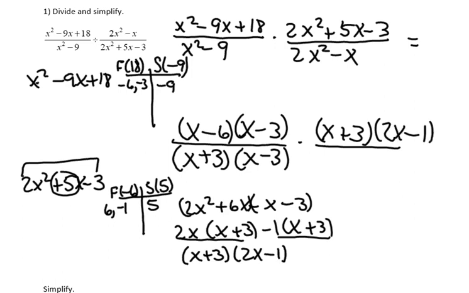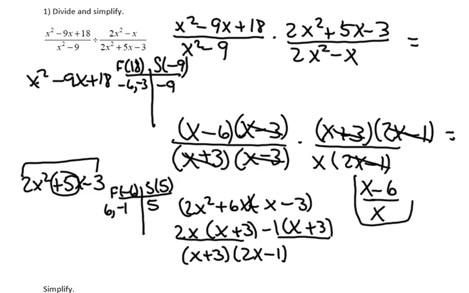On the bottom, I want to factor out a GCF, which is x. That leaves me with 2x minus 1. Now, from here, I should be able to divide out common factors. So I can divide out an x minus 3, a 2x minus 1, and an x plus 3. That leaves me with x minus 6 over x. Keep in mind, I cannot divide out the x's here. You can divide out common factors, but you cannot divide out common terms. This is my final answer.